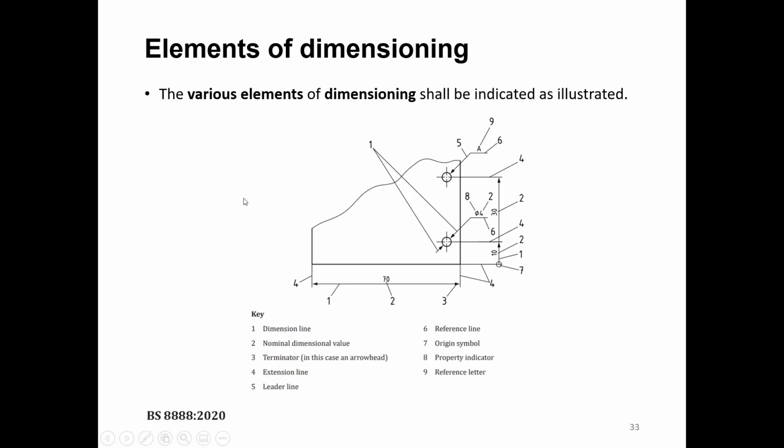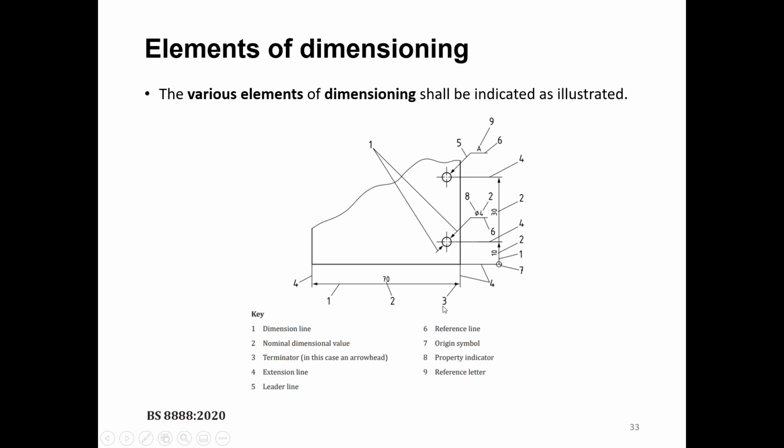So this view here, or these drawings here, shows you the various elements of dimensions that should be included or illustrated in your drawings. These definitions are quite important for you to understand. So number one, for example, is called the dimension line. This is your continuous narrow line, which is the dimension line. Number two here is the value of the dimension itself.